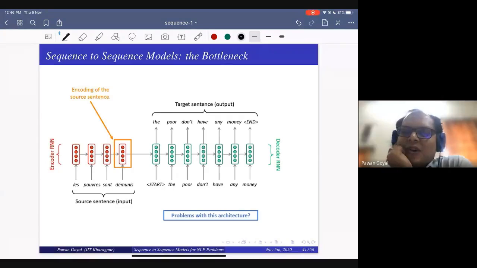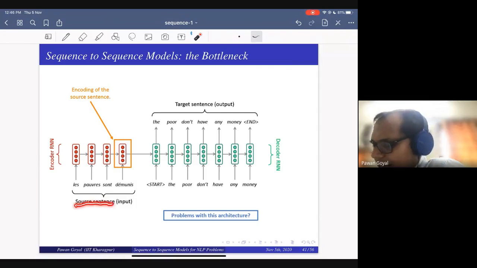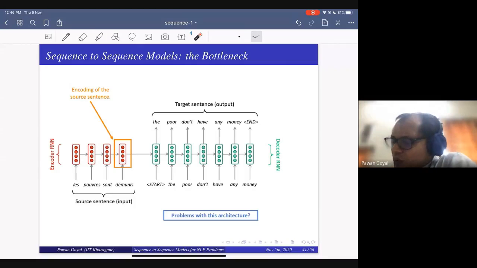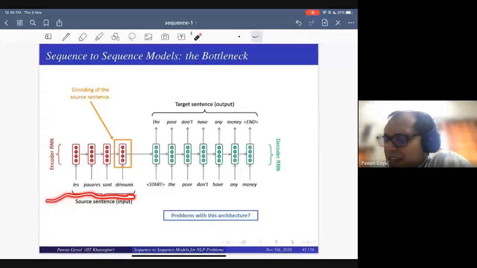Yes. Okay, sure. So in sequence to sequence models, what we have seen? We have the source sentence input, we get the encoder hidden state, and from there I start decoding, right? Now the problem here is that whatever input I have, everything has to be encoded in this fixed length vector, right? And from there only I'm decoding.